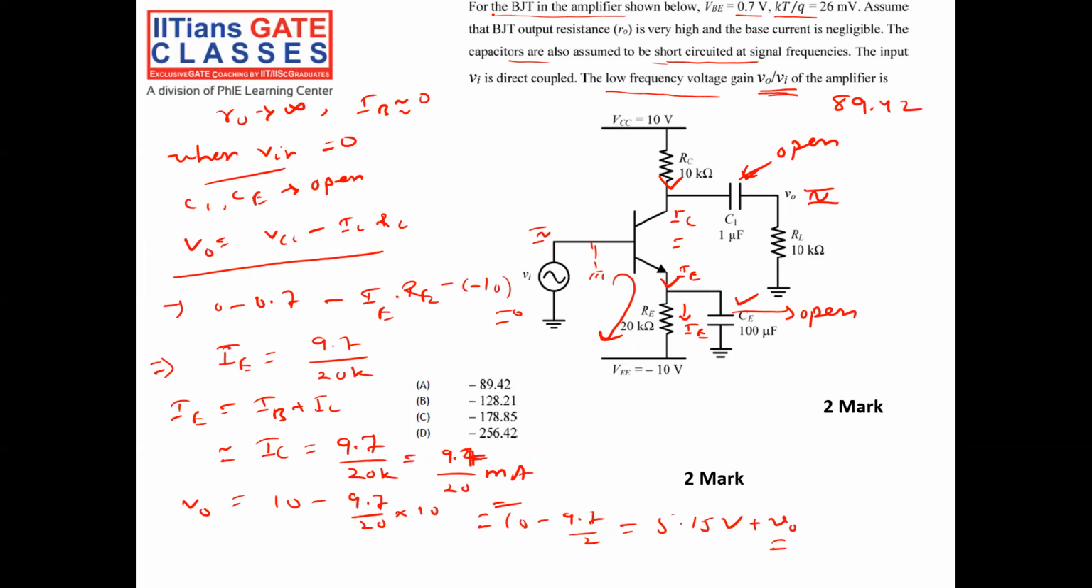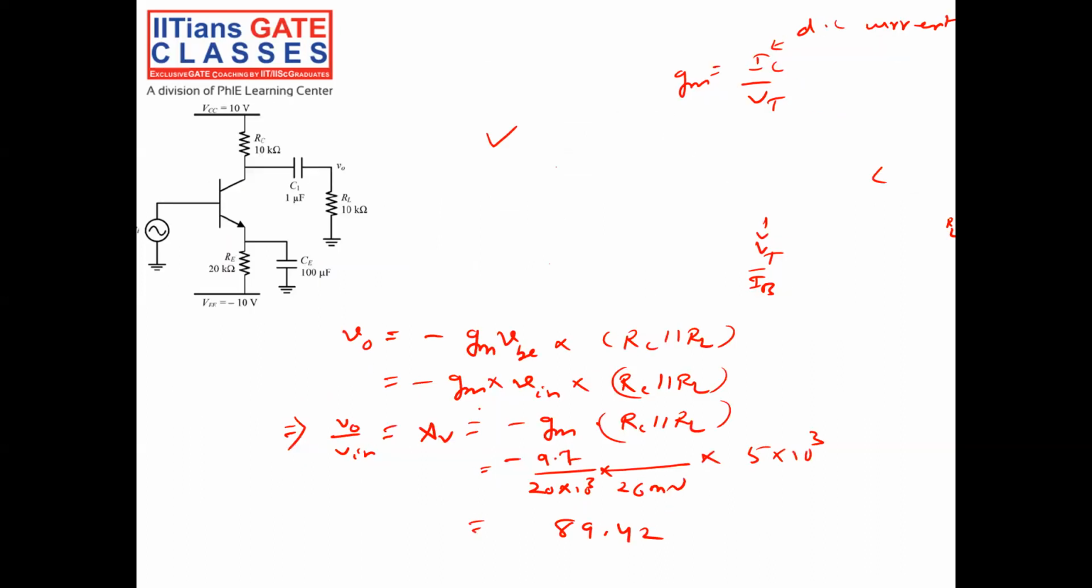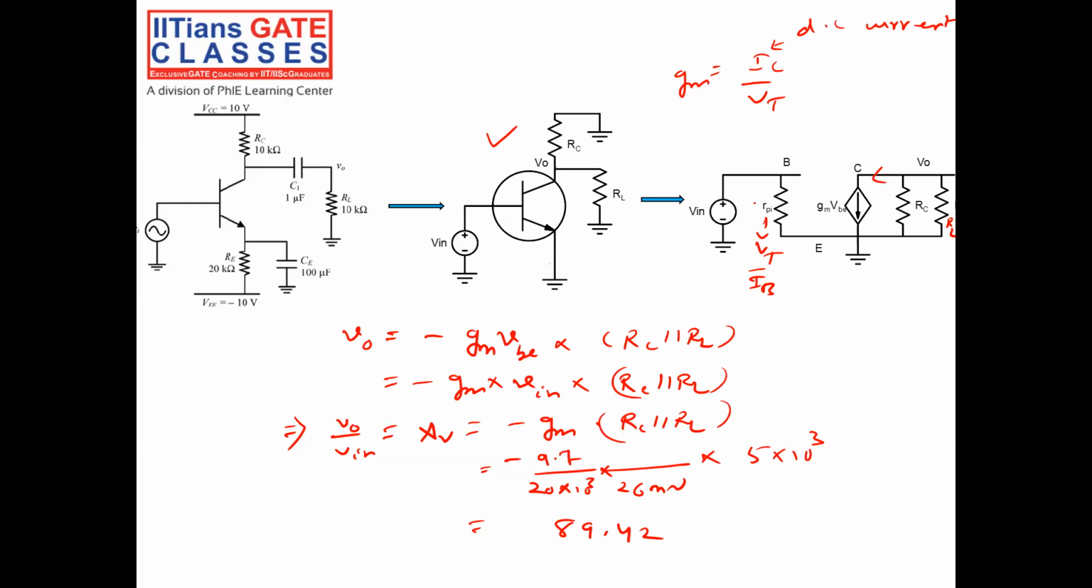How did you calculate this? First calculate the DC current IC. Then after calculating the DC current, build the small signal equivalent circuit. Then calculating the gain is very straightforward. Gain depends upon my transconductance. Transconductance is nothing but IC by Vt. IC is my DC collector current that is flowing before I apply an AC signal. Okay. So this is the answer.